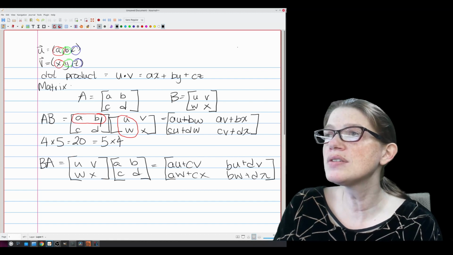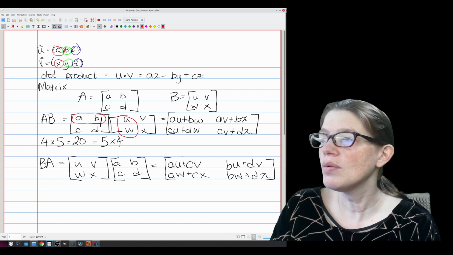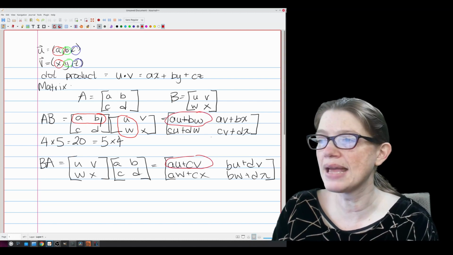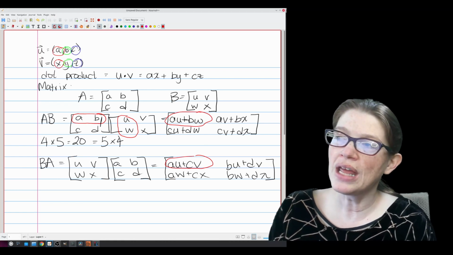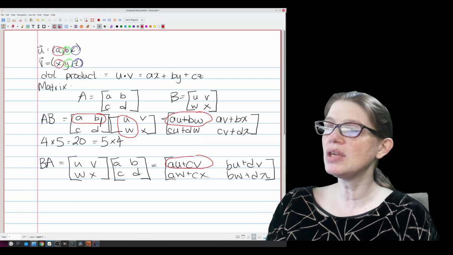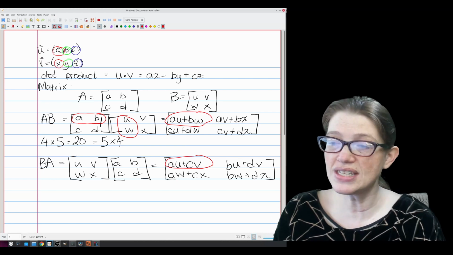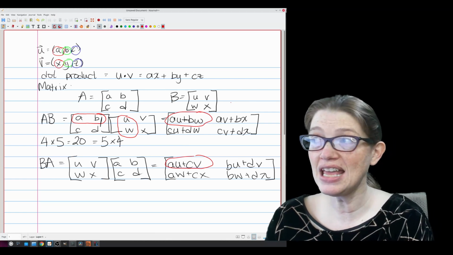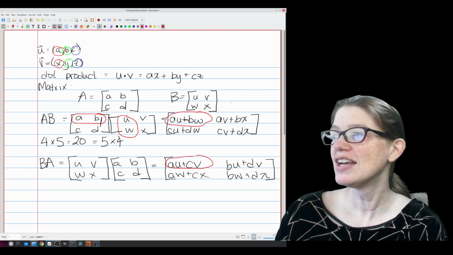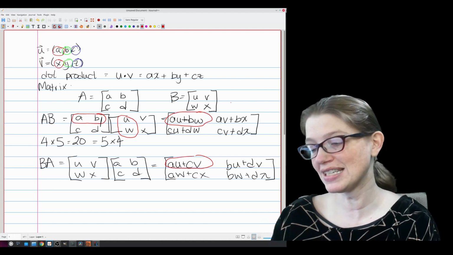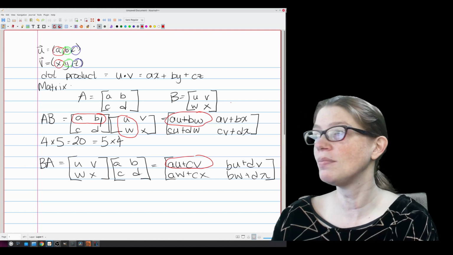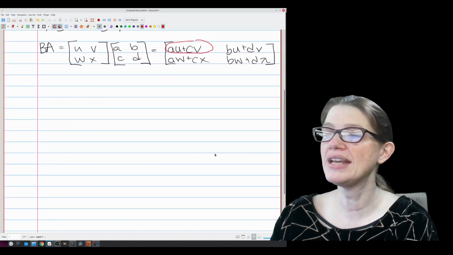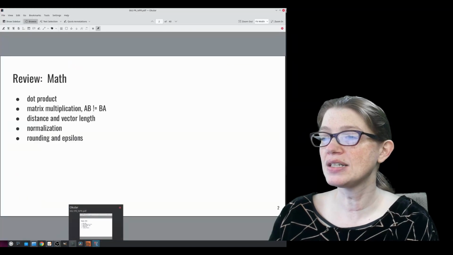And if we take a close look here, comparing this element to this element, we see that they're not the same. We have the AU component, but the second part, BW, is not equal to CV. So you can see here, this property of AB being equal to BA does not work for matrices. So make sure that you're multiplying things in the order that you mean to, because it is not equal otherwise. All right.